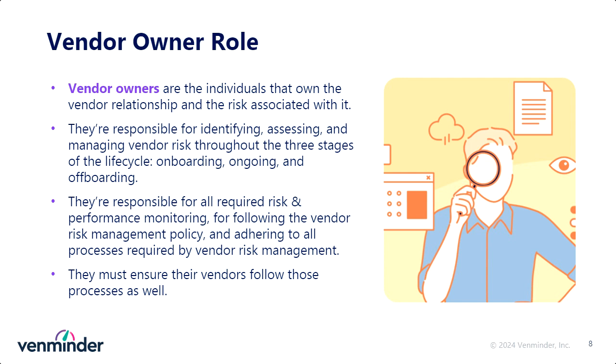Risk and performance monitoring is also done by the vendor owner, and they should basically just be following the requirements put in place by the vendor risk management team, like doing those risk reassessments and initiating due diligence whenever it's needed. And they should also be collaborating with their vendors to make sure they're following processes correctly, like submitting acceptable due diligence documentation on time.